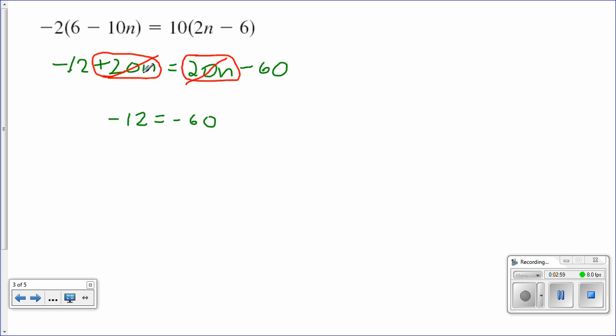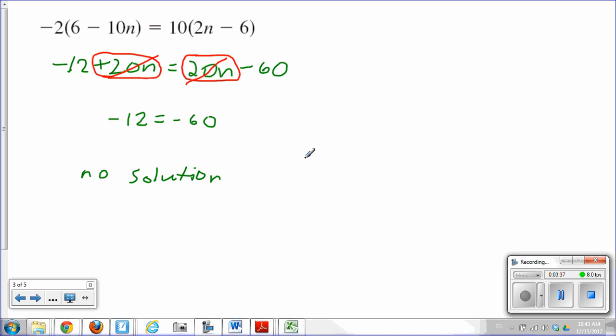I mean, think about it this way. We can still see this. If you take any number n and multiply it by 20, and then subtract 12, take that same number, multiply by 20, and subtract 60, you're never going to get the same thing no matter what number you choose for n. So what we say in this case is simply that this equation has no solution. The bucket is empty, and that's how you deal with it.